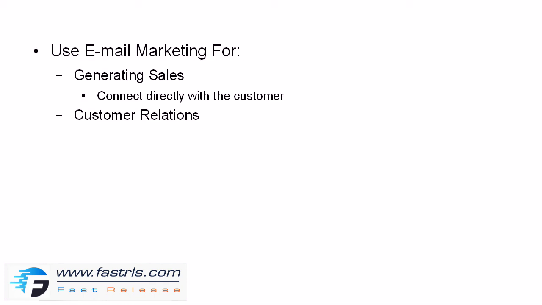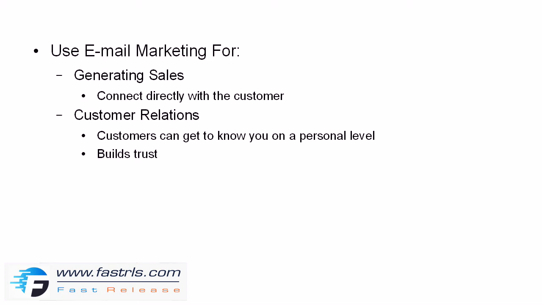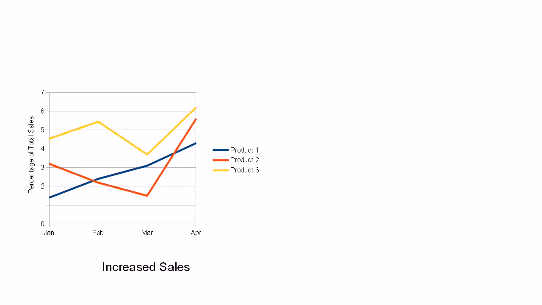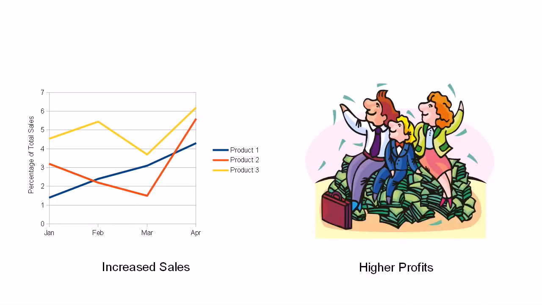And you can use it to build customer relations. Because if you write your emails in a way like you're writing to your best friend, then people will get to know you, and of course they'll get to trust you. And when people trust a retailer, they are more likely to buy something. And you can also use it to announce new products. And these can be your products, or they can be affiliate products that you're selling for somebody else and receiving a commission. And of course, all this leads to increased sales and higher profits for you, and of course, more money for your business and for your family.